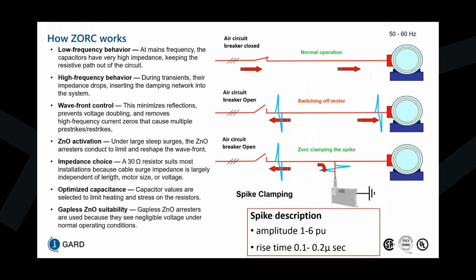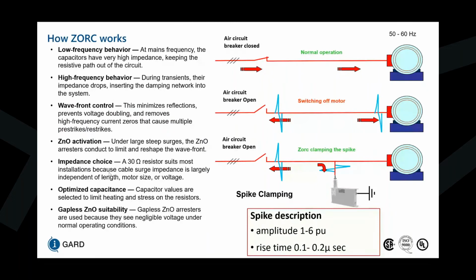The high frequency behavior: during transients, their impedance drops, inserting the damping network into the system, which consists of the resistor and the zinc oxide portion. And then wavefront control, this minimizes reflection, prevents voltage doubling, and removes high frequency current zeros that cause multiple pre-strikes and restrike.